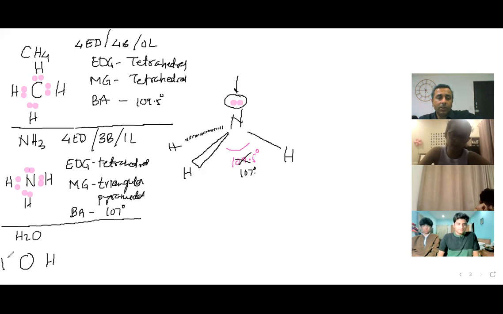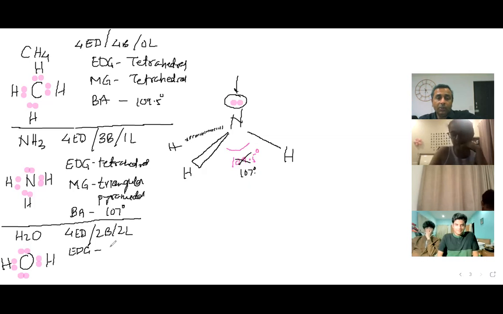Lewis structure first. So 1, 2, 3, and 4. So this is a case of 4 electron domains, 2 bonded and 2 lone. So electron domain geometry will be again tetrahedral, because I said that doesn't depend on the breakup of total electron domains, how many are bonded, how many are lone, that doesn't matter. Electron domain geometry is tetrahedral.